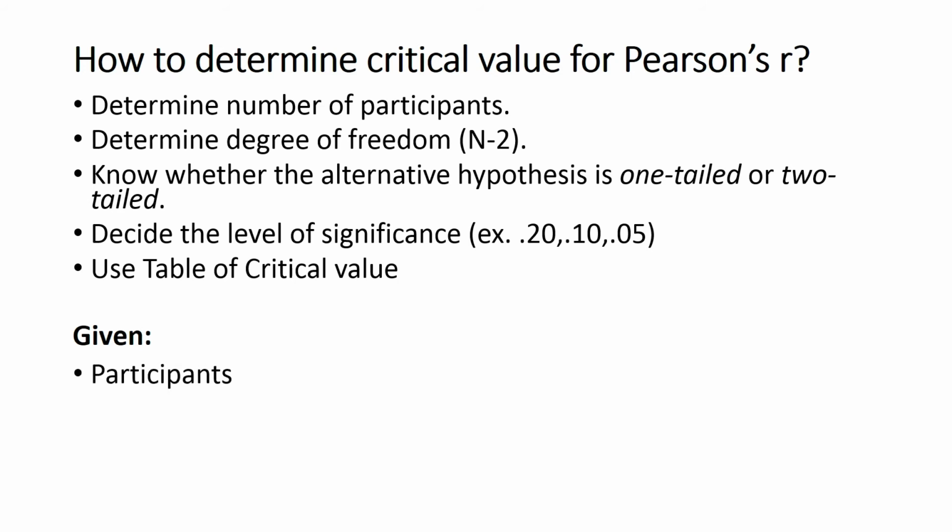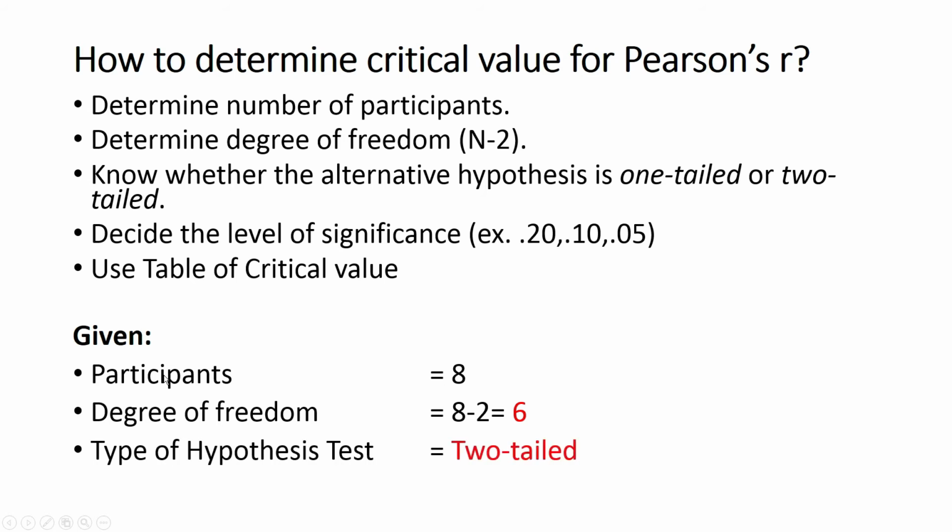So now, gagawin natin, the participants are 8. Diba? So given that the degree of freedom is n minus 2, we will now subtract the number of participants to the constant value minus 2, which gives us 6 as our degree of freedom. And the type of hypothesis test based on our alternative hypothesis na ginawa natin just a while ago, that would be two-tailed, di ba? So, significance level is 0.05.